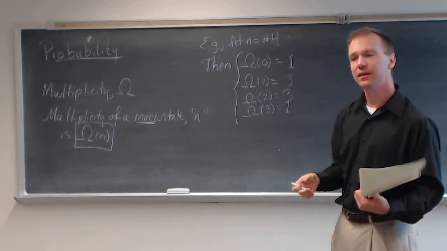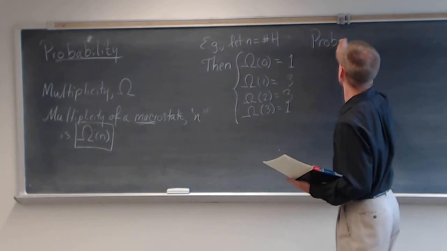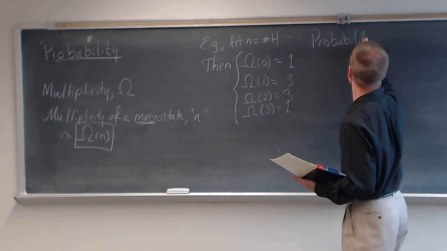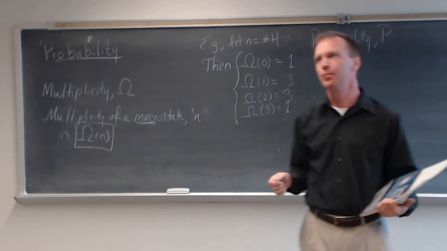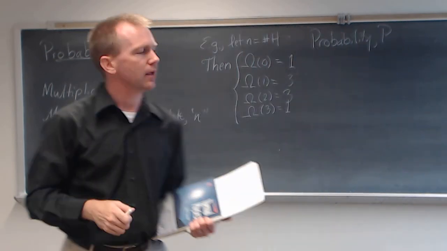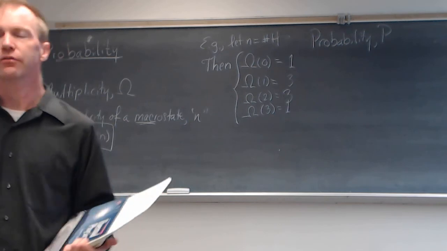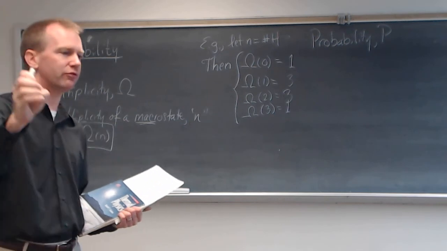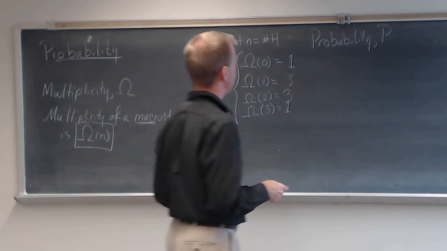The probability then, we'll use capital P for probability. The probability of a given macrostate existing is the number of microstates, its multiplicity, divided by the total number of microstates.